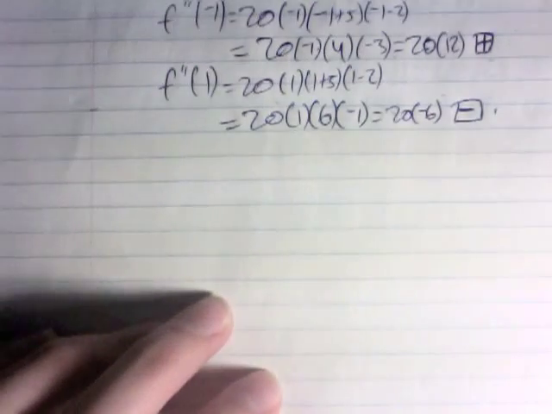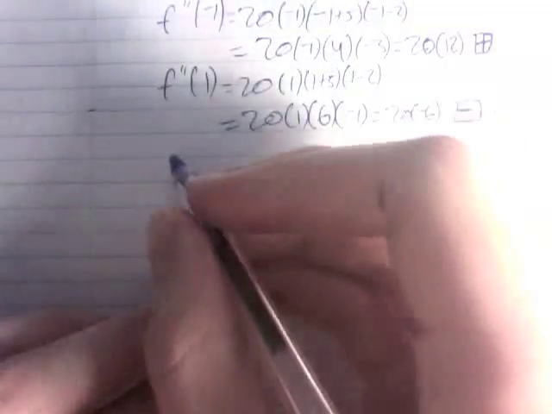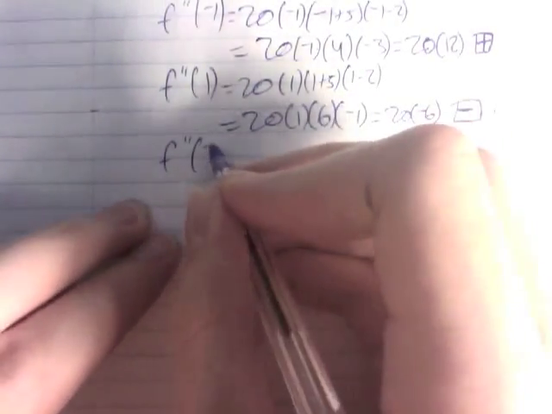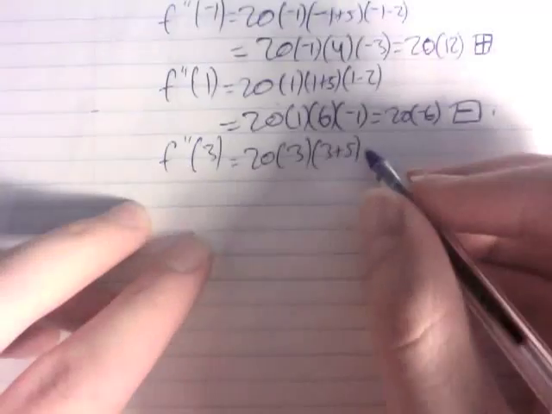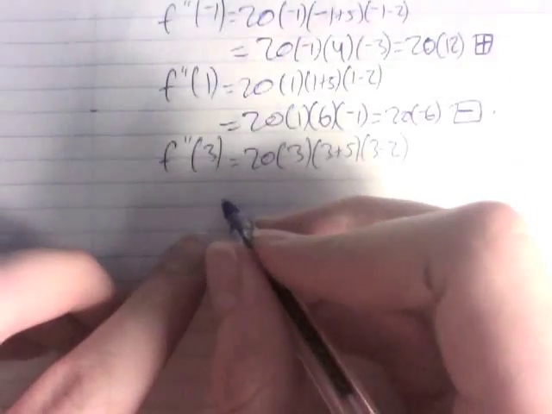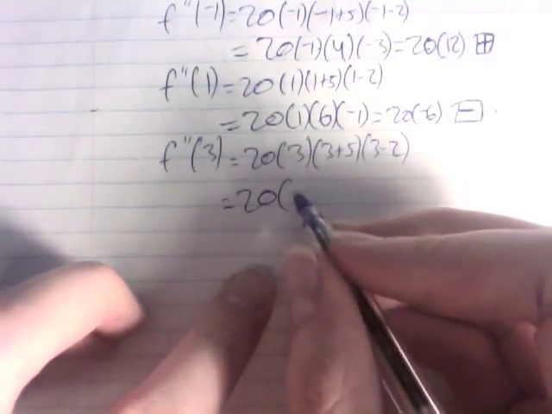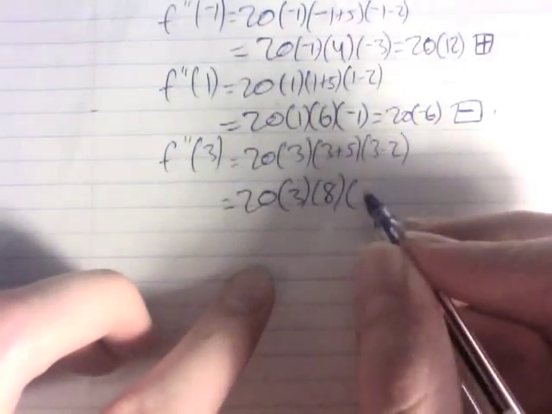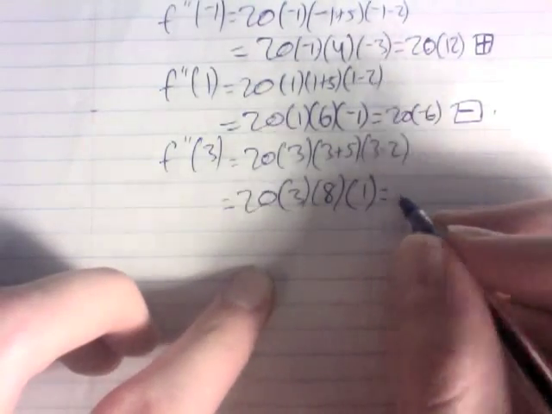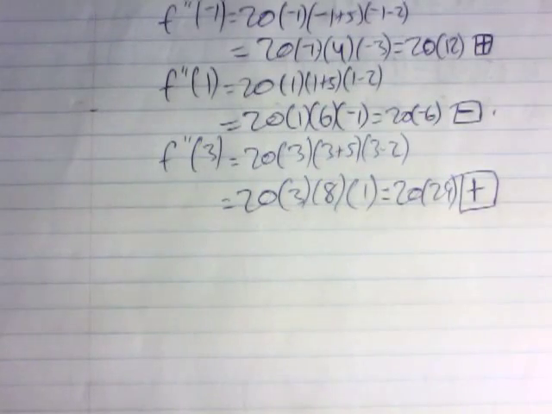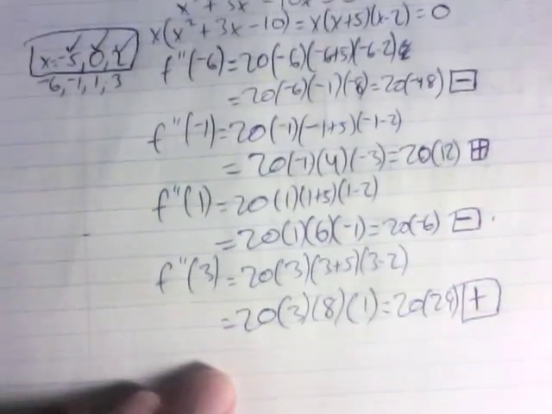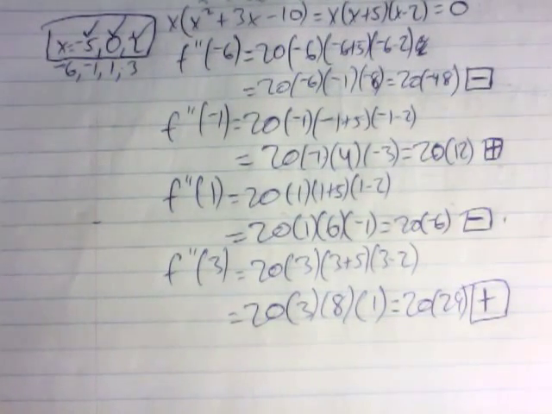Now we just got to find f double prime of 3, and we'll be good to go. That's going to be 20 times 3 times 3 plus 5 times 3 minus 2, which is equal to 20 times 3 times 8 times 1. It's 20 times 24, which is positive. So we see all three of these are confirmed. So our points of inflection are x equals -5, x equals 0, and x equals 2.